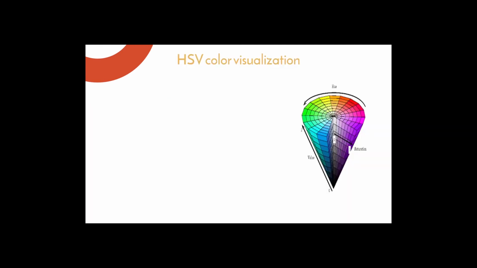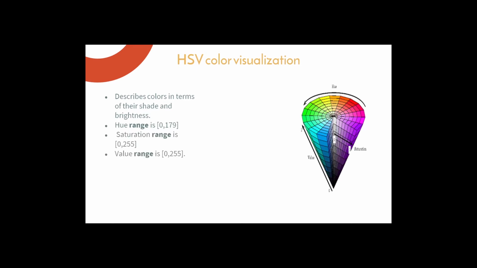The next color space in line is the HSV color space. HSV is a very peculiar color space because unlike all the other color spaces that we have seen so far, which follow the rectangular coordinate system to express the 3D color space, HSV color space utilizes the polar coordinate system to express the 3D color space. H stands for hue, S stands for saturation and V stands for value. It describes colors in terms of their shades and brightnesses. Hue's range is from 0 to 179, while the range of value and saturation is from 0 to 255.